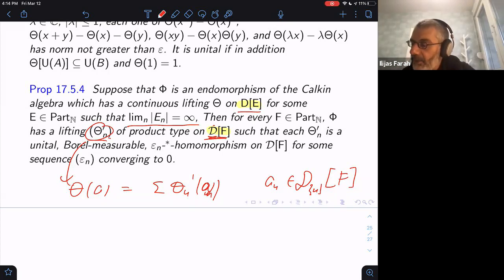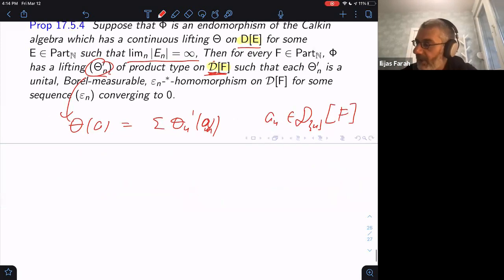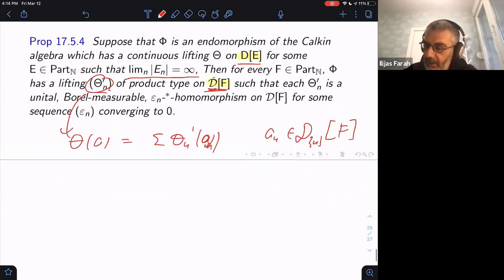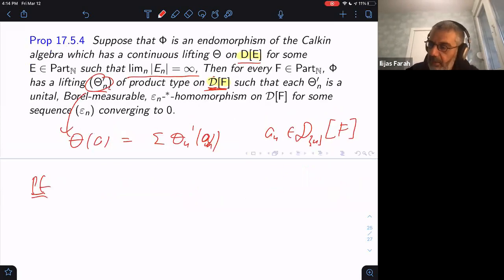Okay, so what remains to be proved here? We actually did most of the work. So what we proved is that, oh yes, there is actually one thing that we didn't prove. One thing that we didn't prove.